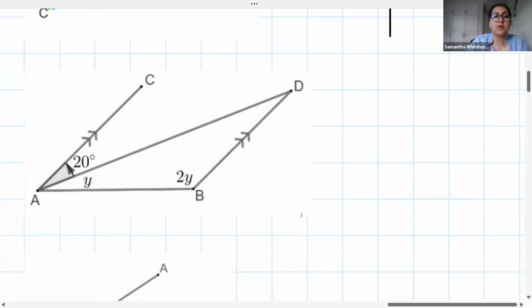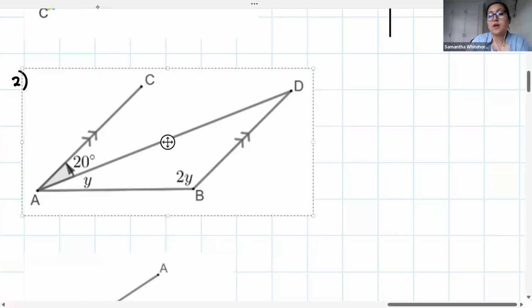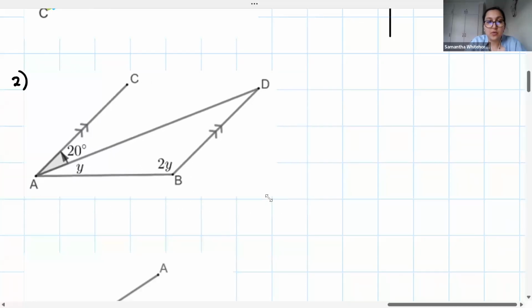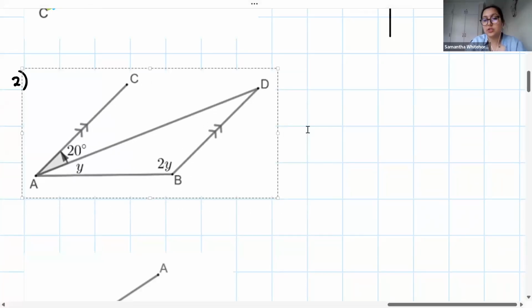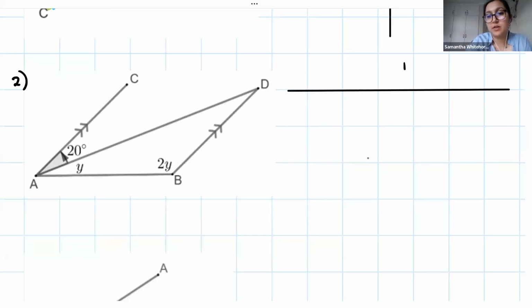I want you to try question 2 for me. So question 2, there's just y that you're needing to find. Now remember, guys, once you found y once, y is y. Just because there's a y and a 2y doesn't mean it's two different values. Y is y. So we are looking for the value of y in question 2. And again, you are trying it by yourselves to start off with.